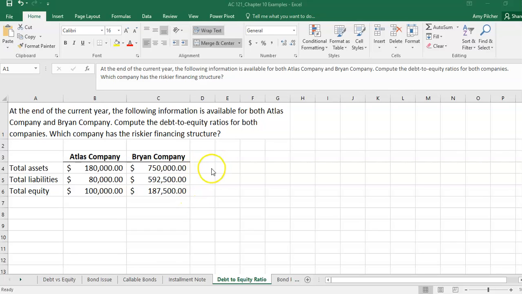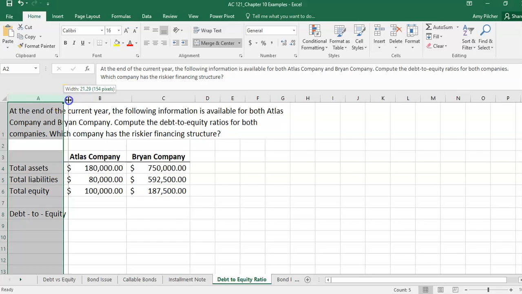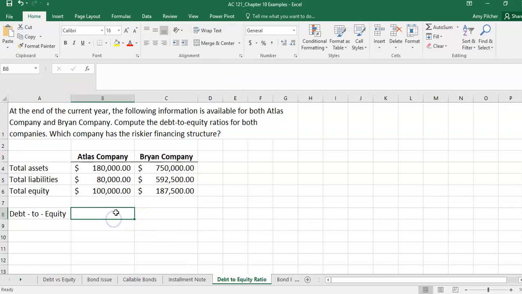In this example, we're calculating the debt to equity ratios for these two companies. And then we have a question: which company has the riskier finance structure? So which one has the higher debt to equity? When we're looking at the debt to equity, we want that number to be below 1 because that means we're not carrying too much debt versus our equity.